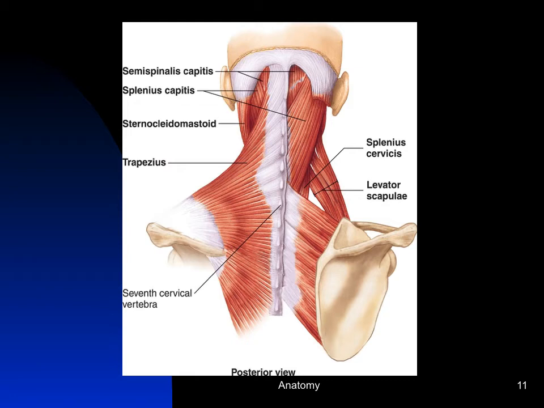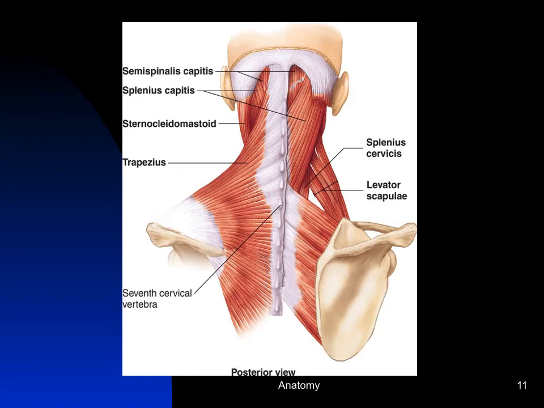Here's a look from the back. There you can see the splenius capitis. It's the major extender of the neck. When you pull your head back, it does that. And then the trapezius also can pull the head back, but it attaches to the shoulders, and it can raise the shoulders and kind of pull them together and back.